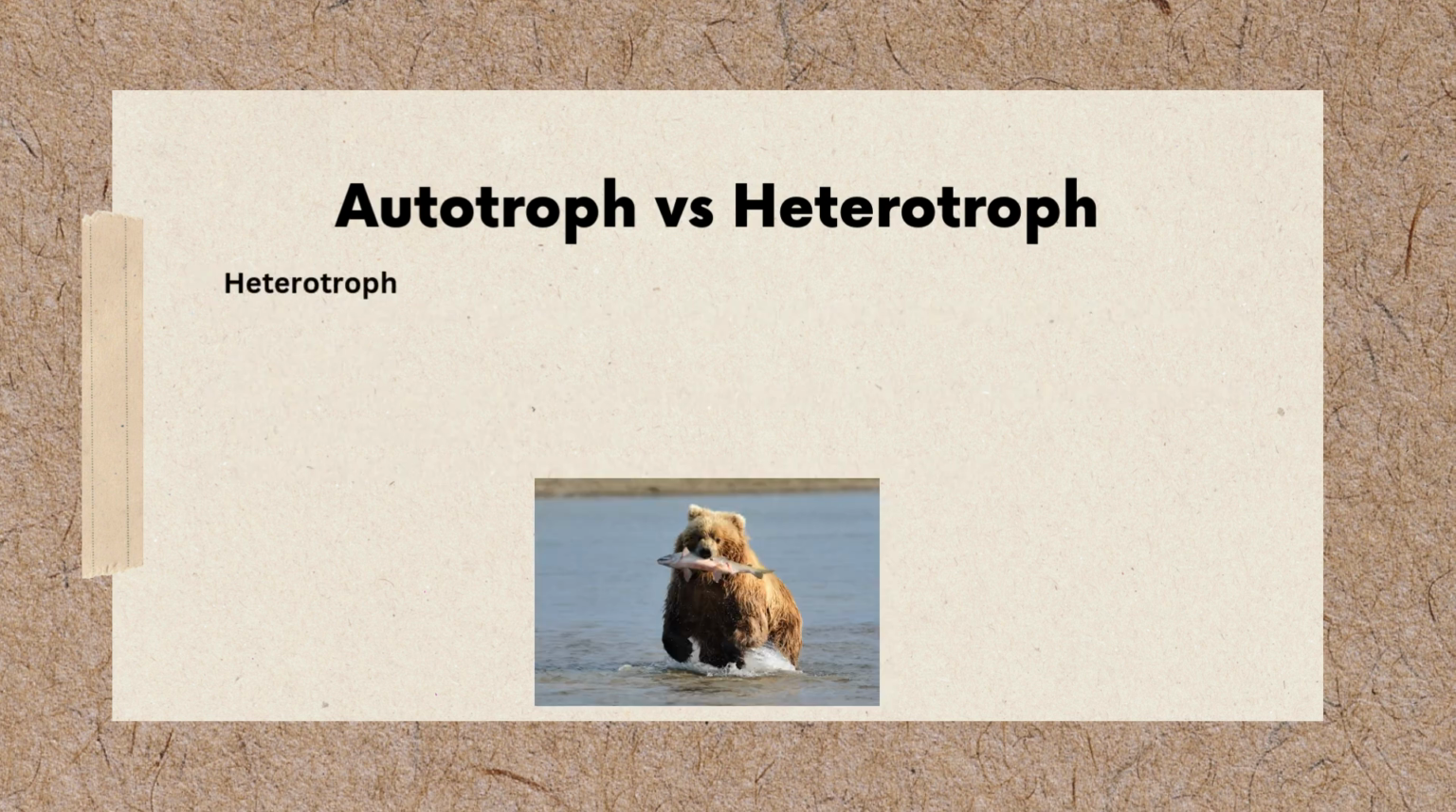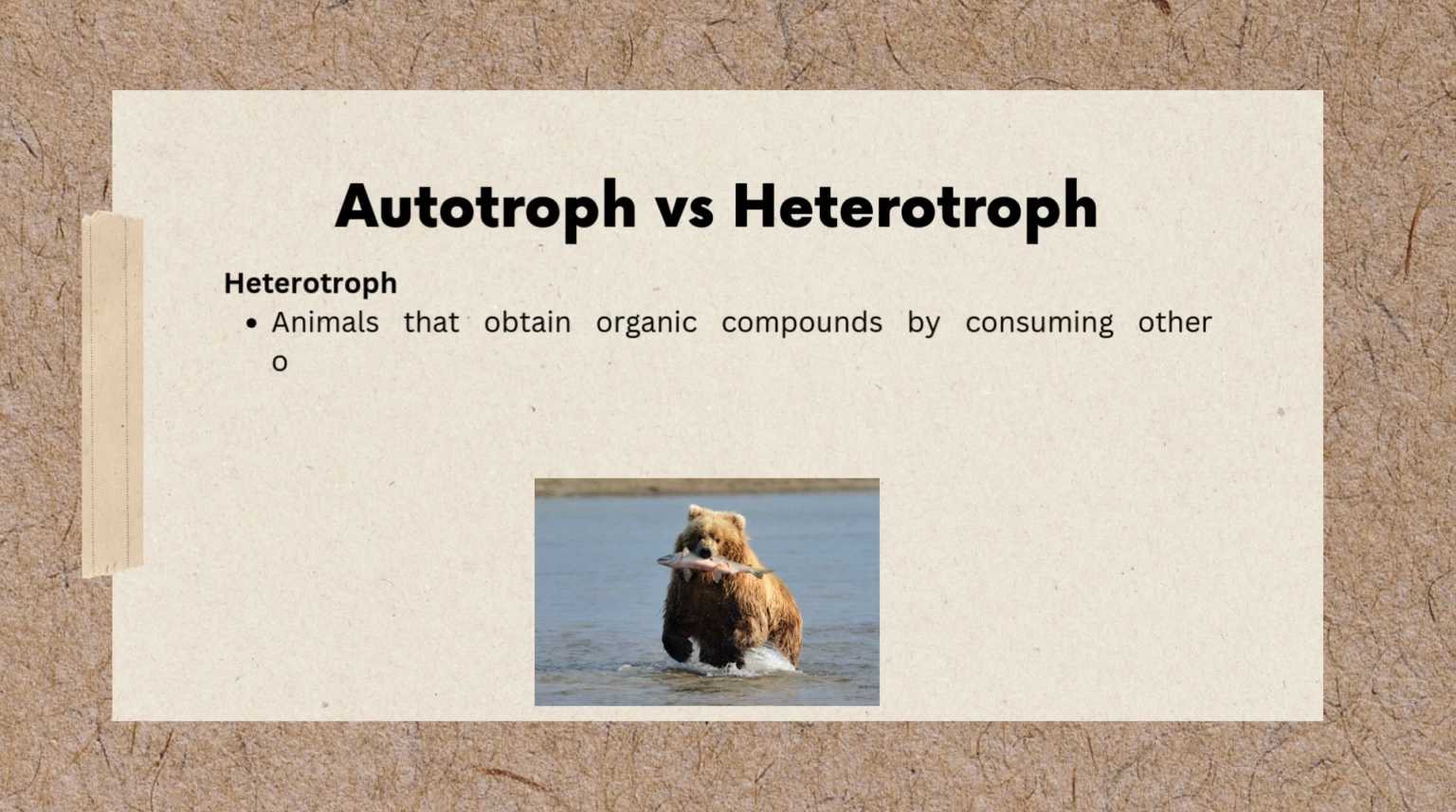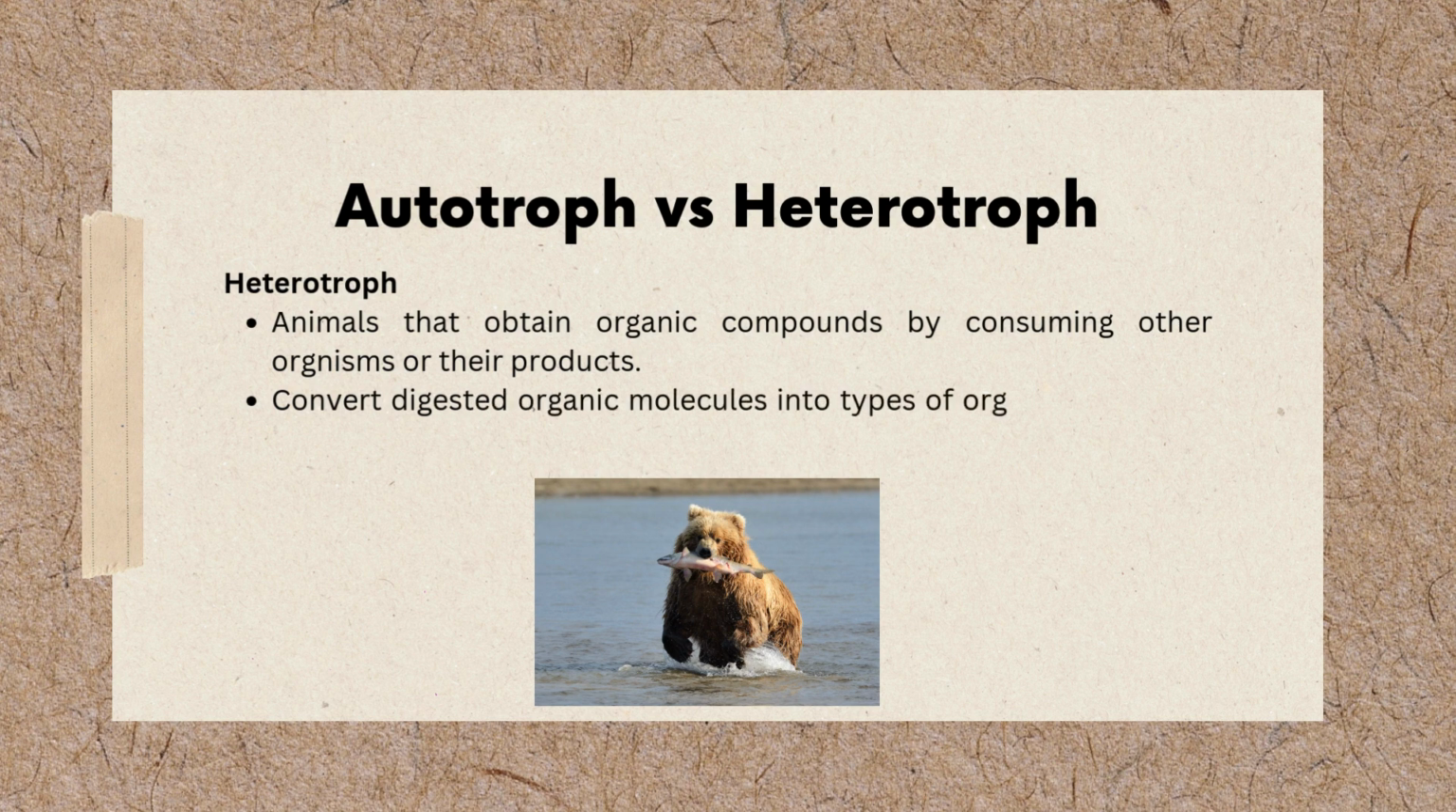In contrast, animals, which are heterotrophs, cannot synthesize glucose from simple inorganic compounds. They obtain necessary organic compounds by consuming other organisms or their products. Animals convert the organic molecules they ingest into the types of organic molecules they need. To avoid exhausting local food sources, most animals are mobile, enabling them to seek out food. Additionally, many animals engage in communal care of their young, a trait particularly developed in mammals.